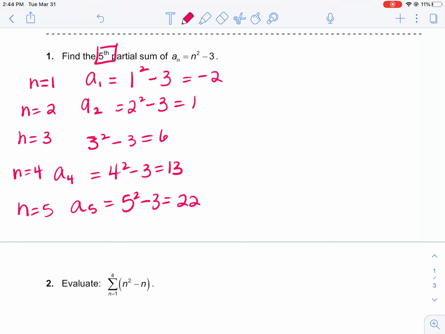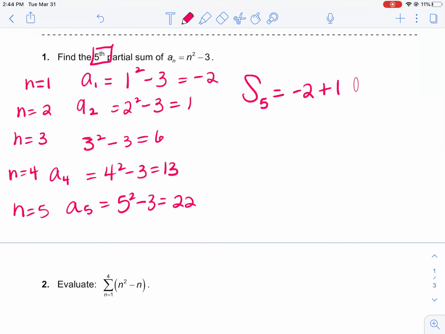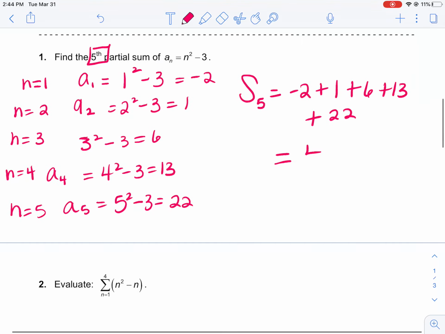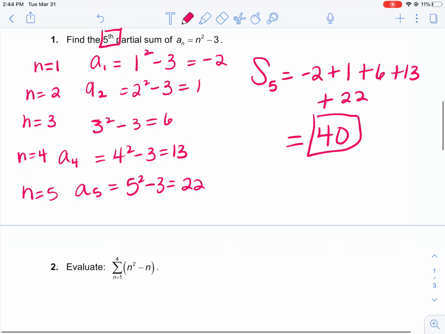Well, the fifth partial sum means take the sum of the first 5 numbers when you plug n equals 1, n equals 2, n equals 3, n equals 4, n equals 5 into the rule. And so all those numbers were negative 2 plus 1 plus 6 plus 13 plus 22. And when I take the sum of all of those numbers, I get 40. So the fifth partial sum of this rule was 40. Perfect. All right, let's take a look at question number 2.